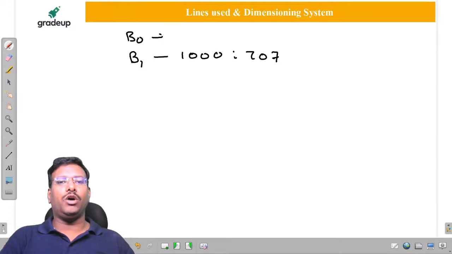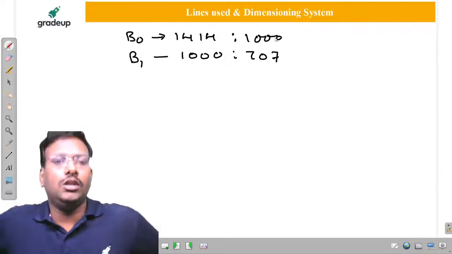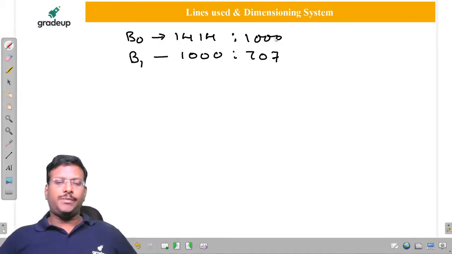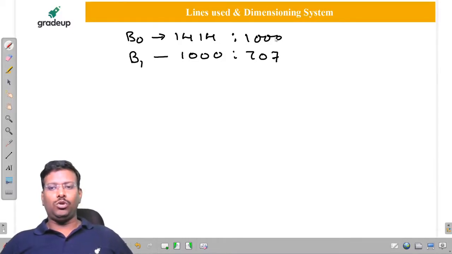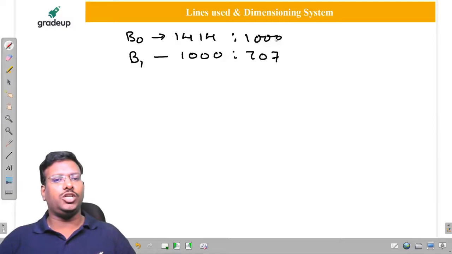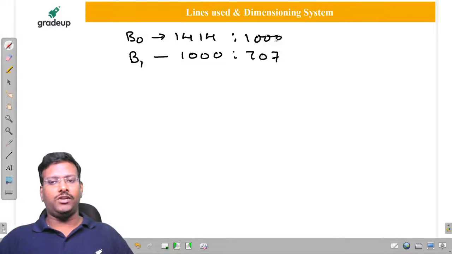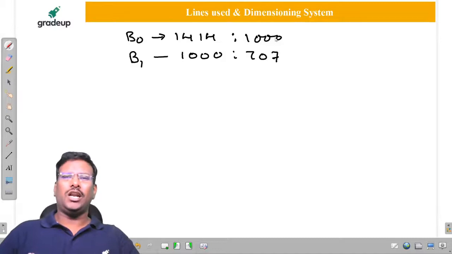B0 automatically you are aware of it, 1414 by 1000. Here also if you observe, we are going to get the aspect ratio as 1:√2 or √2:1. Vishal, is it clear? The character of the B type of sheets is that it is the geometrical mean of two consecutive A type of sheets. Is it clear?